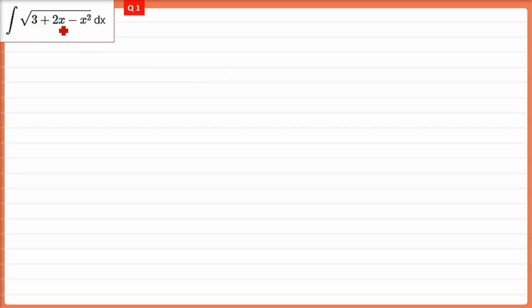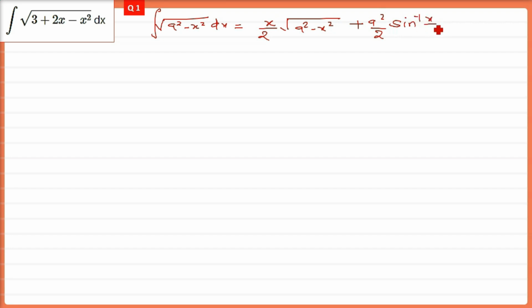Under root 3 plus 2x minus x square. First we have to make it a perfect square and then we'll use the formula. What is the formula? Let me tell you the formula first. Under root a square minus x square, when you integrate this, the proof has also been explained to you earlier, is x by 2 under root a square minus x square plus a square by 2 sine inverse x by a plus a constant of integration.